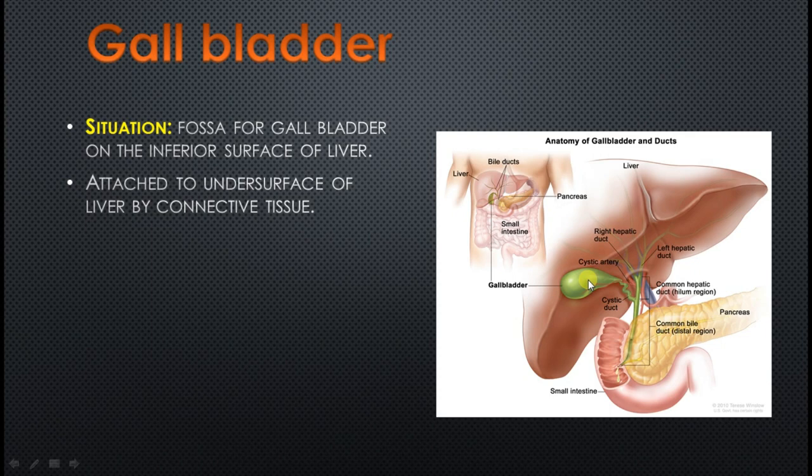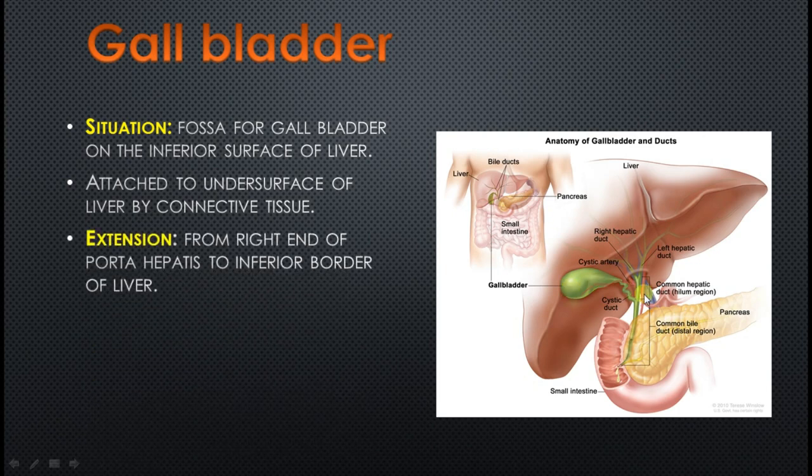Okay, so by the connective tissue it is attached, and that area of the liver is not covered by the peritoneum. The peritoneum, after covering the under surface of the liver, then comes to cover the under surface of the gallbladder. It does not go beyond, sorry, between the gallbladder and the fossa for gallbladder. So fossa for gallbladder is actually a non-peritoneal area of the liver.